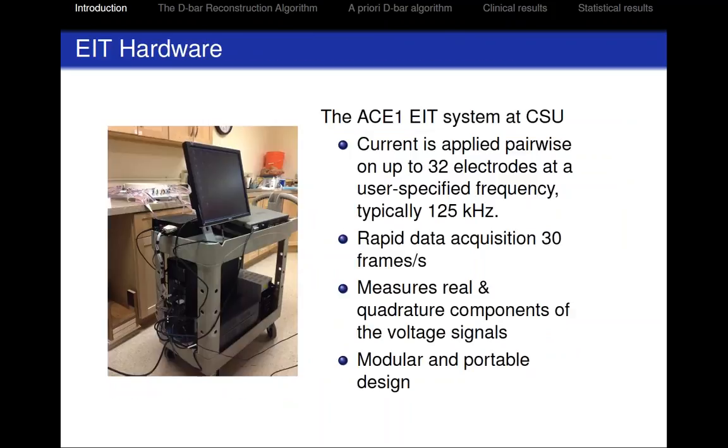Okay, I'll just spend a few minutes showing you the hardware. So this is our system on a cart. This is the tank in the background for which we take data to validate our algorithms. And this is the EIT box, function generator, obviously the monitor. We have a medical isolation transformer for patient safety. This is the computer that contains the A to D boards. Current sources are in here, and a DC power supply down here.